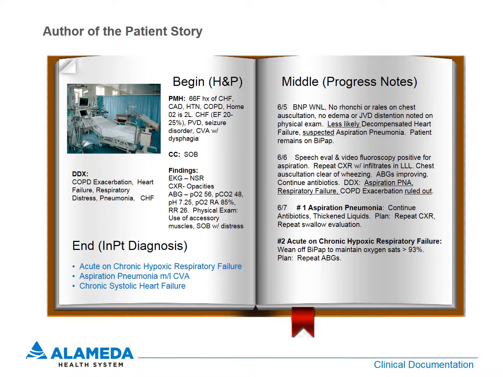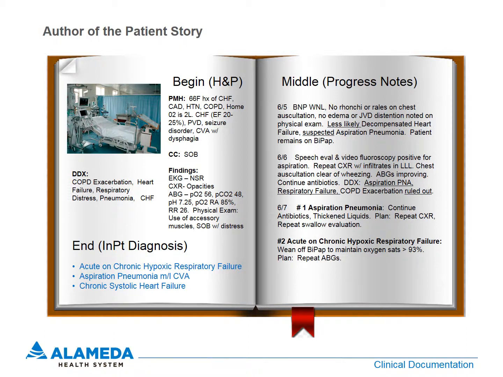In the evolution of our progress note on 6/6, you order a speech eval and a video fluoroscopy, and those results come back positive for aspiration. So you repeat a chest x-ray, which shows infiltrates in the left lower lobe. Chest auscultation is clear of wheezing. ABGs are improving. You're going to continue the antibiotics as your treatment.